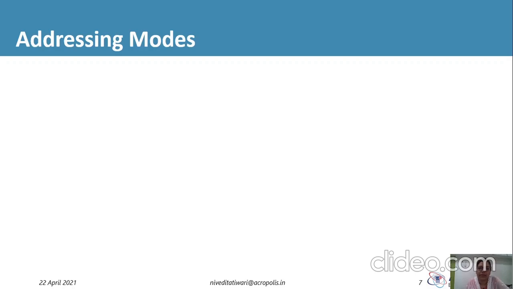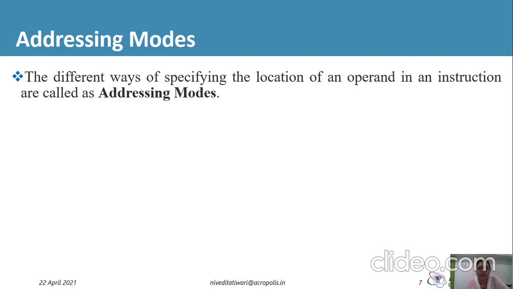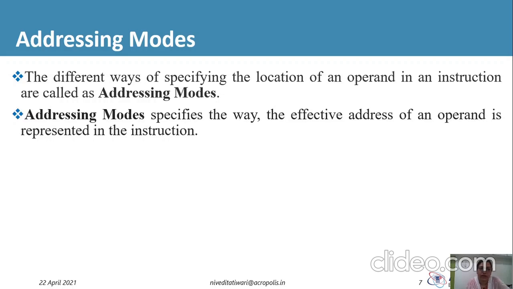Next term, that is the addressing mode. Addressing mode is basically the way of specifying the location of an operand in an instruction. It also defines the effective address of an operand presented in the instruction. Basically, with the help of different addressing modes, we are finding the effective address and the operand value on which we want to perform the different operations.